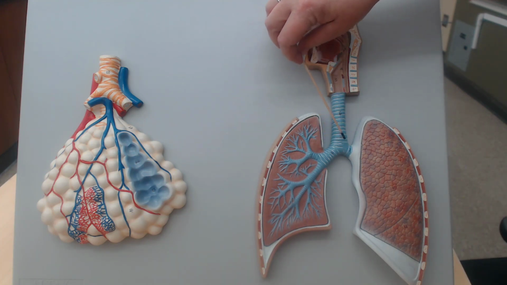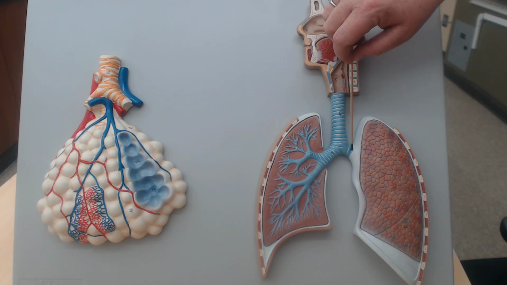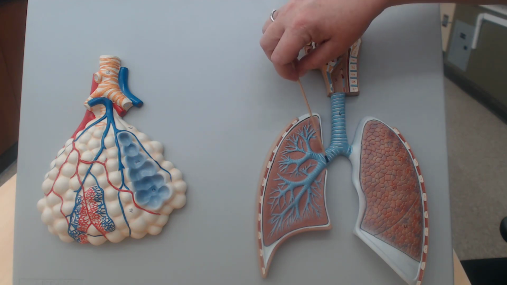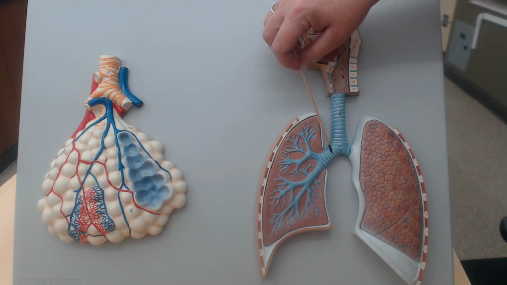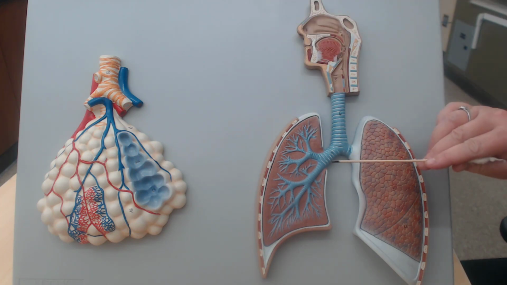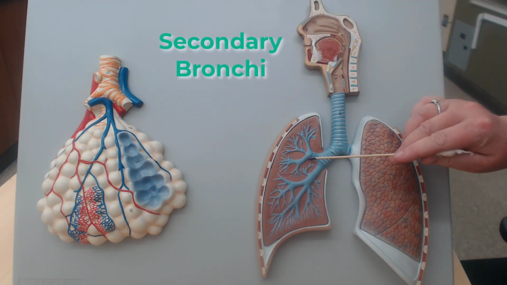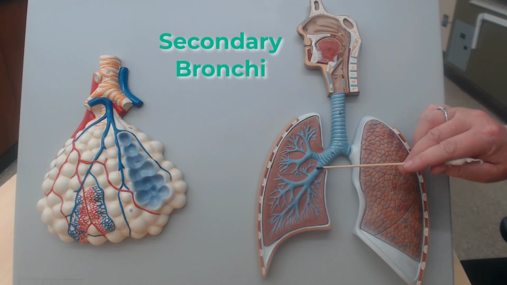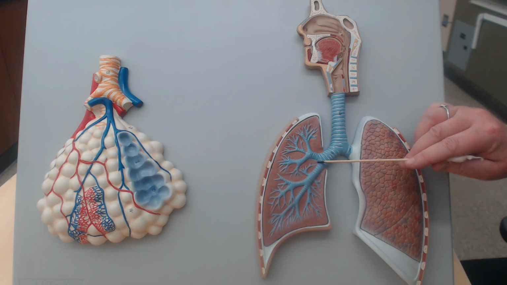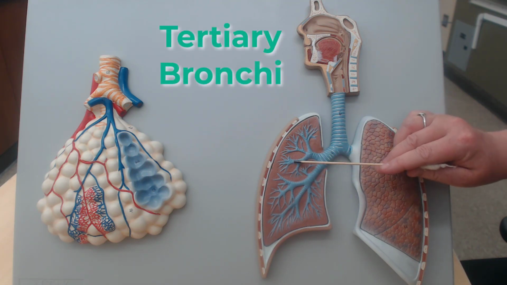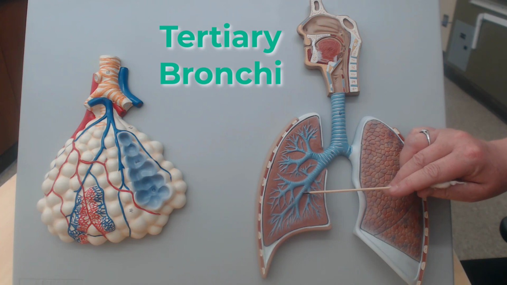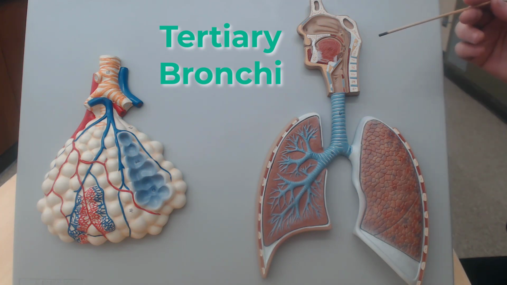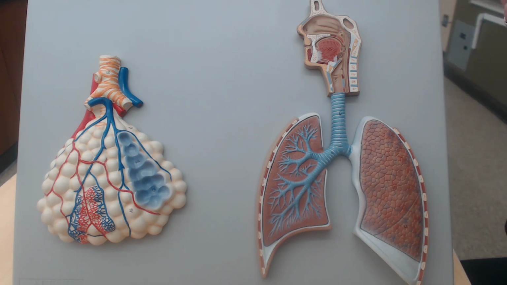Here's the trachea. Trachea is going to branch off into the left primary bronchus and right primary bronchus. From the right primary bronchus, you can then see another split, and this gives rise to the secondary bronchi. The secondary bronchi are then going to split again to the tertiary bronchi and so on. I'm going to continue to get more and more splits until I get down to the very fine airways, which we call the bronchioles.